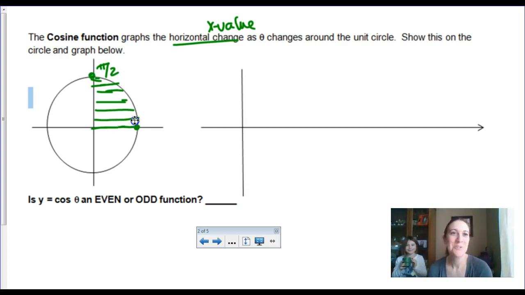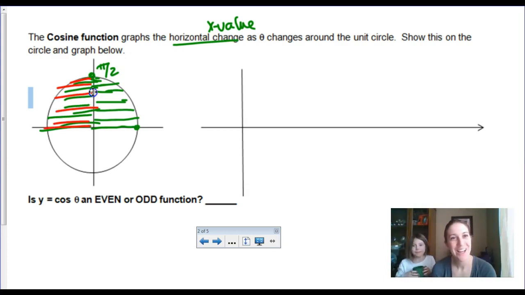Alright, so then if we continue on here, the x values in this direction are going in the negative direction until you get over here at pi, where the x value is -1.